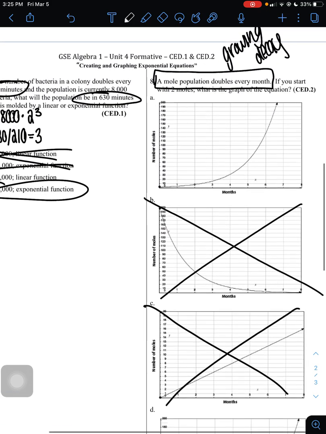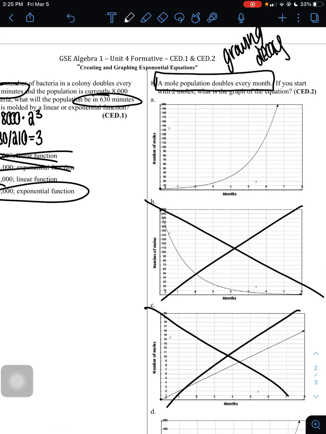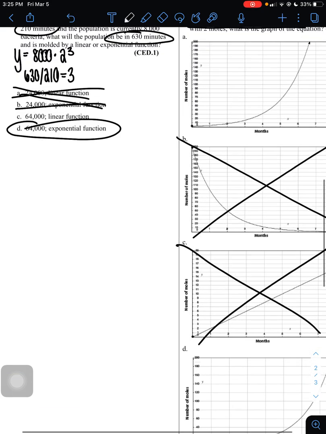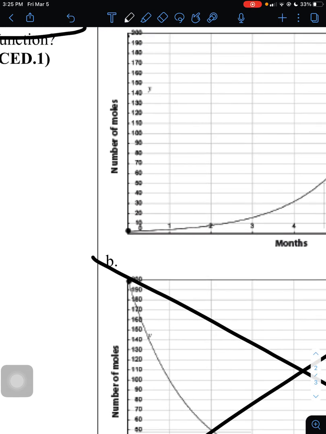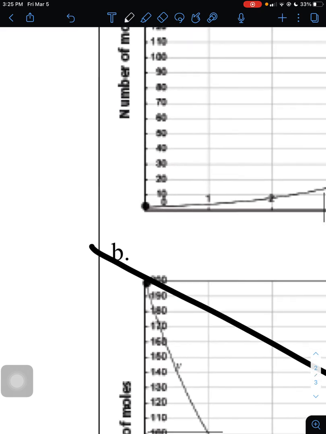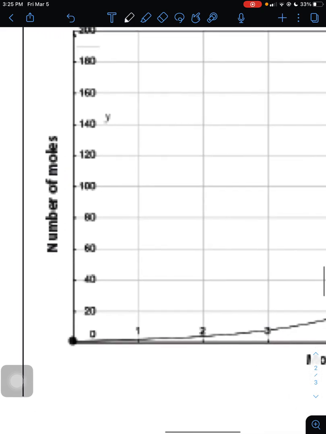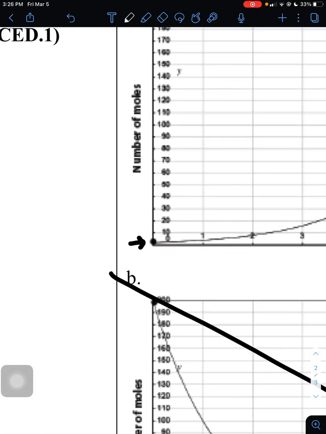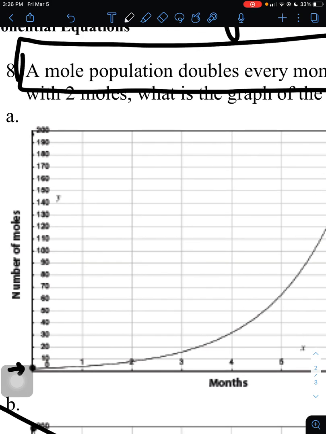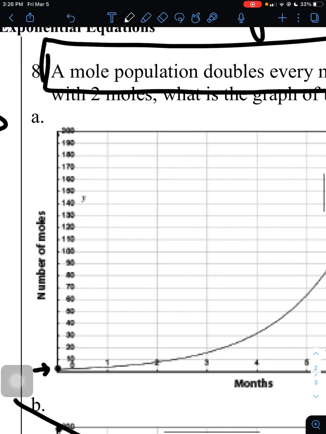It says that I started with 2 moles. And remember, I said that in class, we need to figure out what our A is because that's our y-intercept. So that's going to help me narrow it down between A and D. Now, I know it's kind of close, but the graph of A looks as though it is raised a little bit above that x-axis, whereas this one down here looks like it's laying flat on the x-axis. This one looks like it's raised a little bit up. That little bit up reflects those 2 moles that we're starting with. So for question 8, we should have A.